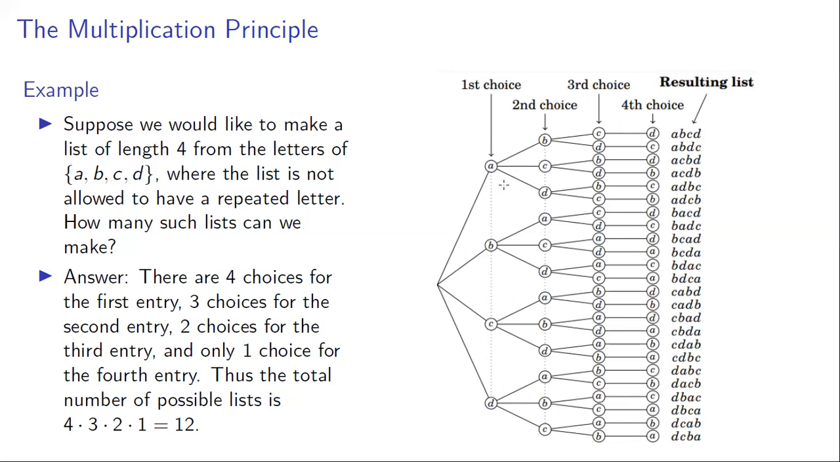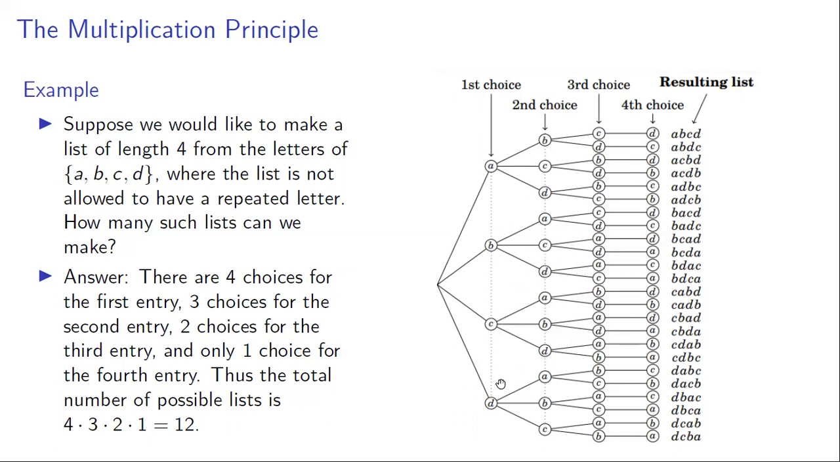And then for the second entry of the list, it's either B, C, or D. Scratch that. If I chose A as the first choice, I cannot repeat it. So which options do I have for the second choice? It's either B, C, or D. Now, similarly, if I chose B as my first choice, I cannot repeat B. So for my second choice, I can either do A, C, or D.